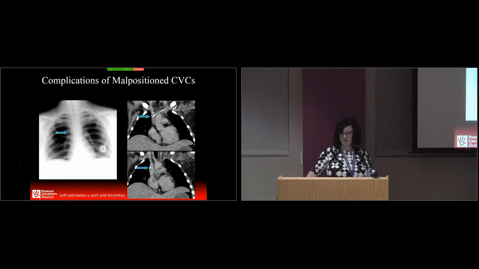Here's another example of a malpositioned line. You can tell that this was pulled back. The catheter tip is high in the superior vena cava, and on the CT you can see that it's abutting the right lateral wall of the superior vena cava. There's thrombus around the distal catheter extending into the left brachiocephalic vein, and then it also extends into the left internal jugular vein. And here's the catheter tip.